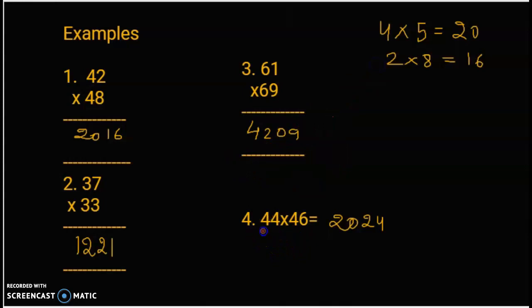Similarly, in this case, 44 times 46, so 4 times 5 is 20, and 6 times 4 is 24. So your answer becomes 2024.